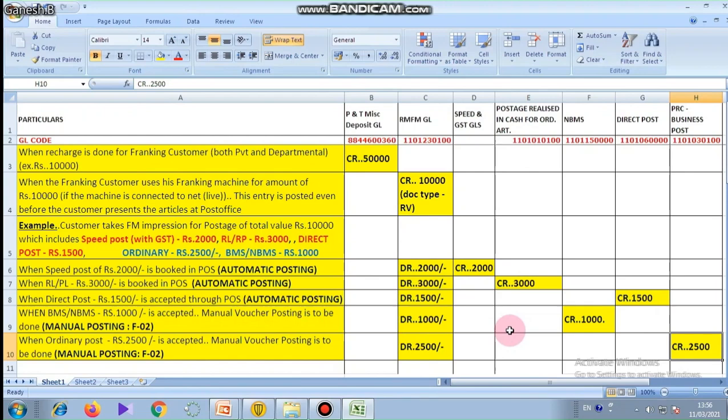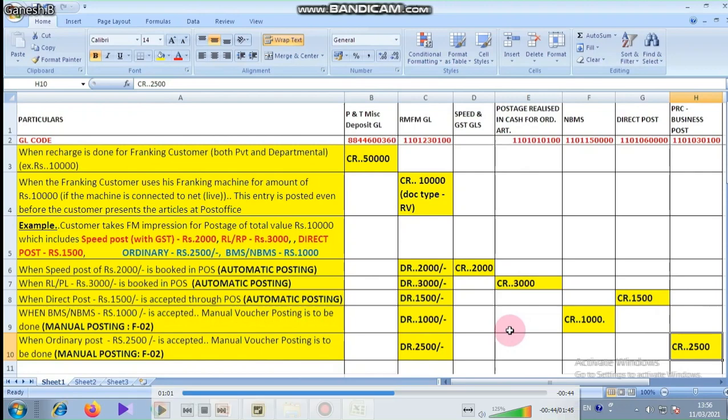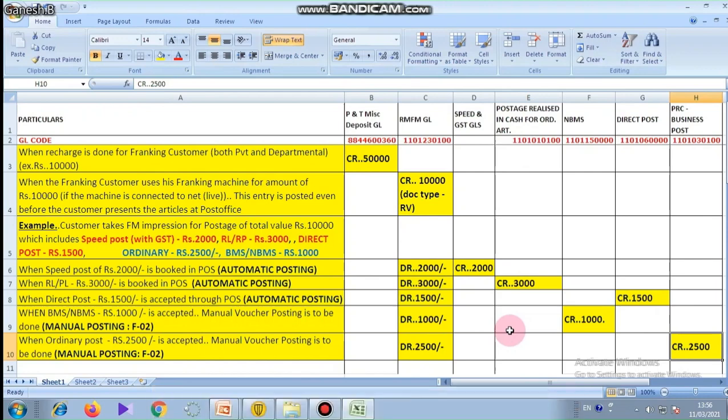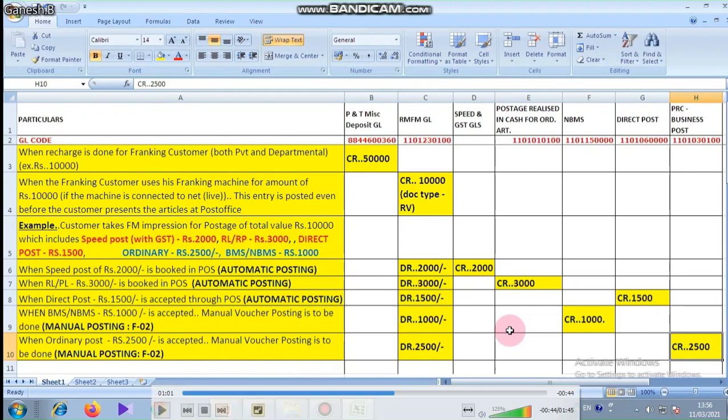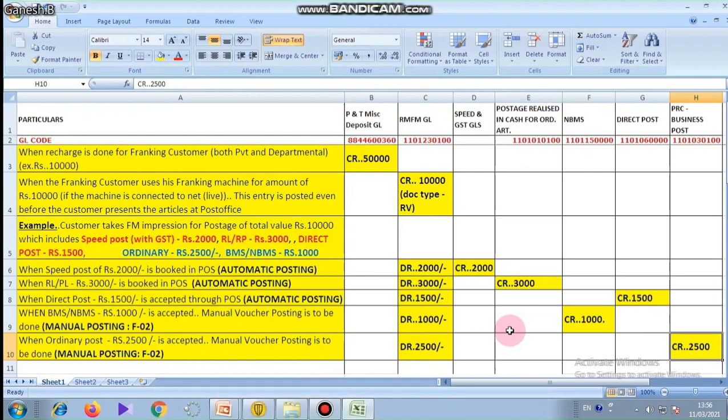In our region, 2 years back, what we did, we made a voucher posting like we debited RMFM GL and credited PRC Business Post GL. Last year, the competent authority directed us to make a voucher posting for debiting RMFM GL 2500 and crediting postage realized in cash for ordinary articles. So it depends on the directions what you receive from your competent authority.